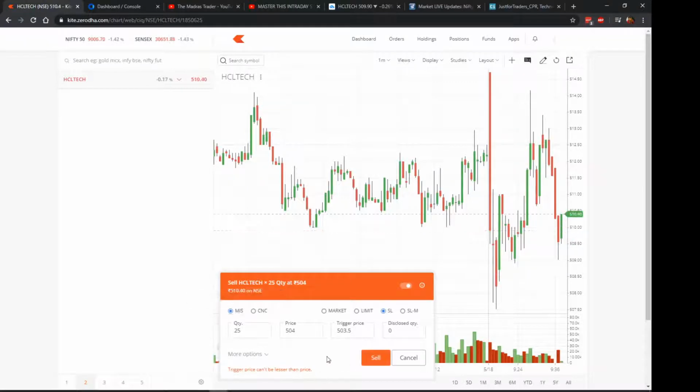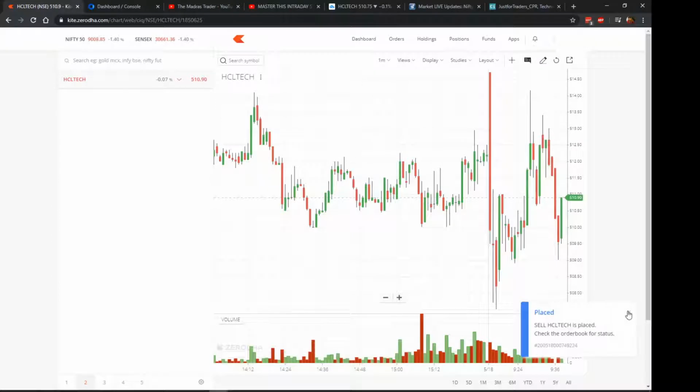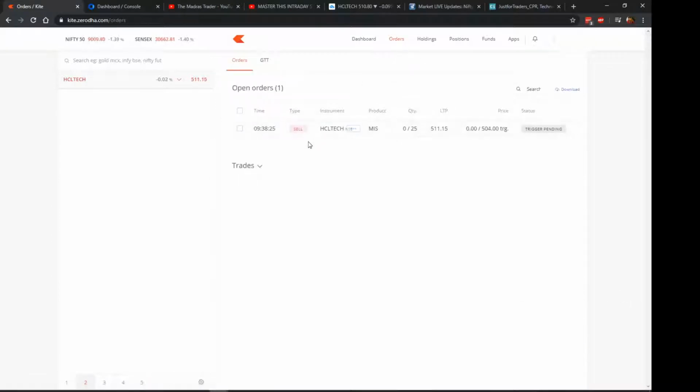Okay, price is 504. I will just sell it. You can see here in the orders that I have one trigger pending at 504. Whenever it hits 504, it will sell 25.